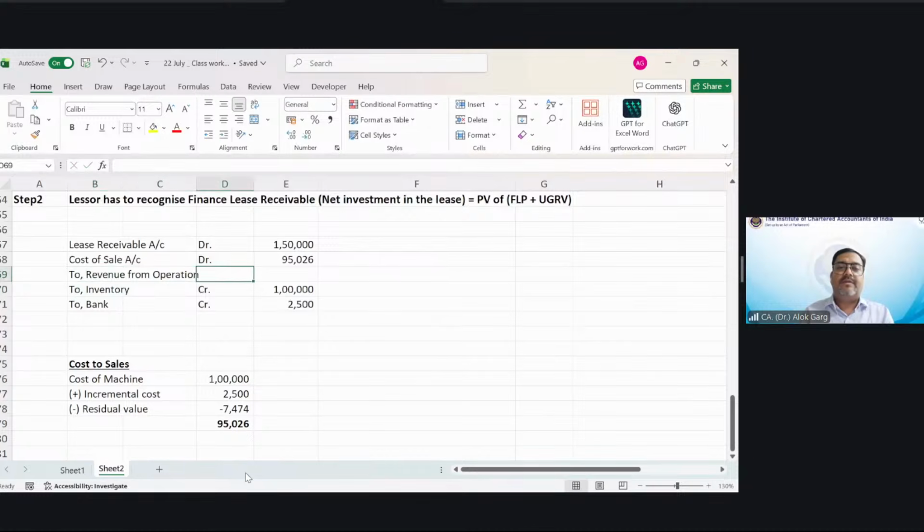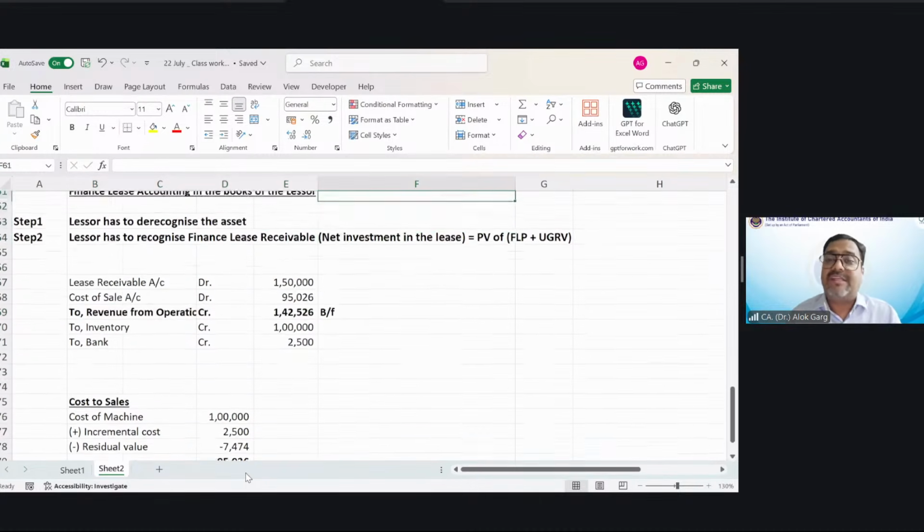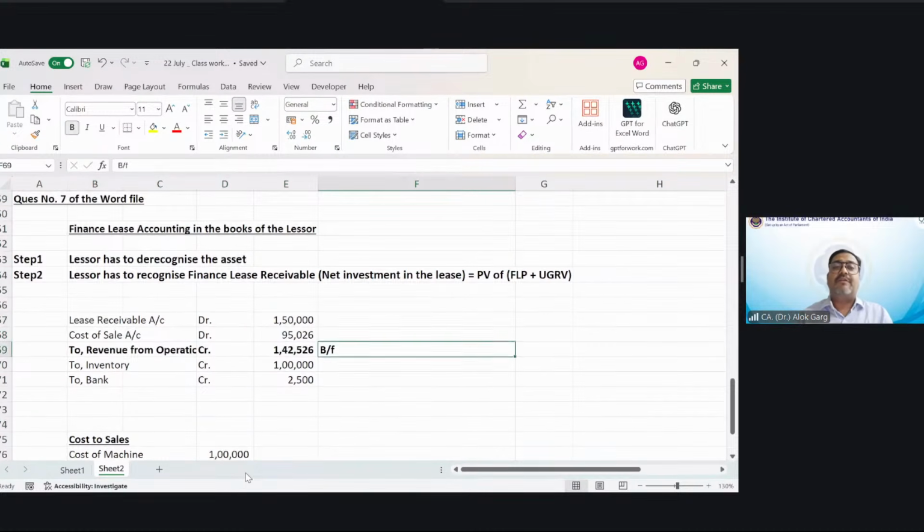right? Debit. Sorry, this is the balancing figure, right? So this debit plus this debit minus this means this is the revenue, it is going to be credited. This will be the balancing figure. So friends, this is the accounting in case of finance lease. This is the accounting for manufacturer, dealer, lessor. Okay.